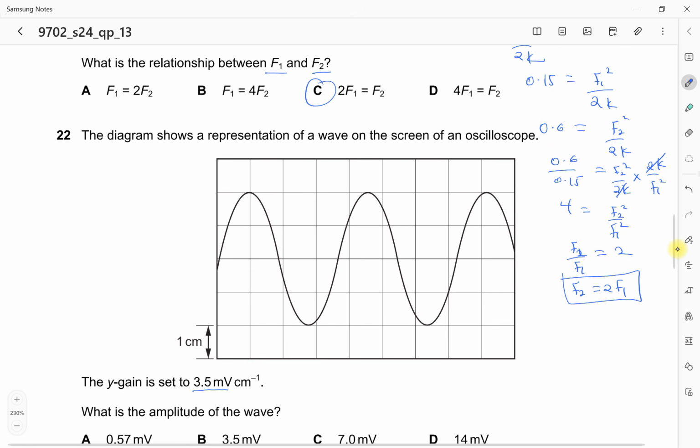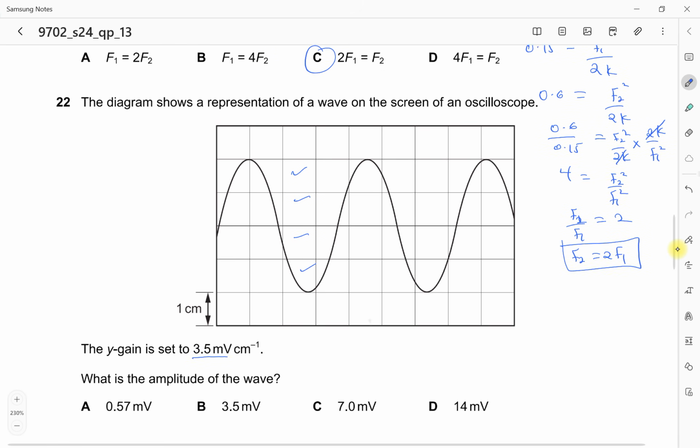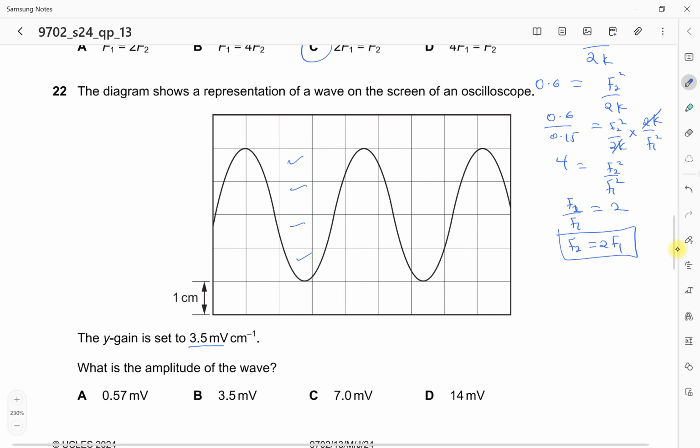So to find the amplitude, we need the representation of the amplitude. So we have 1, 2, 3, 4. The peak to peak is 4 divisions or 4 centimeters. So it means the amplitude representation is going to be equal to 2 centimeters.